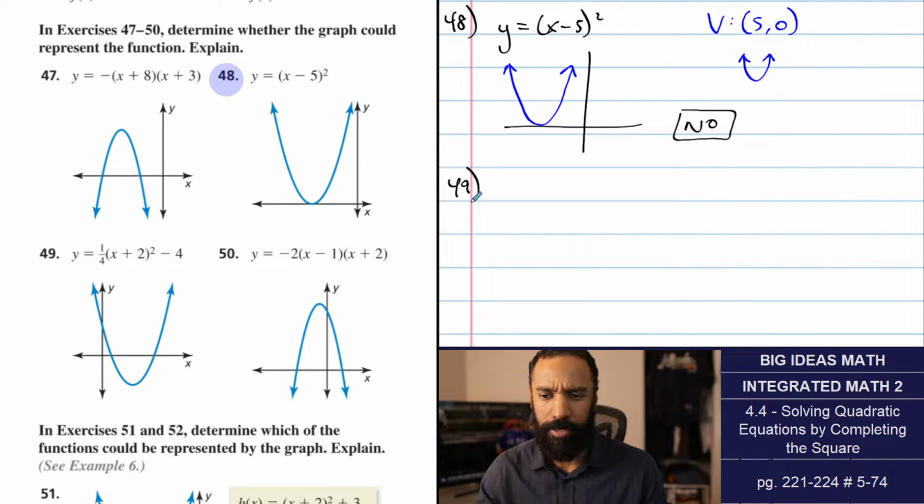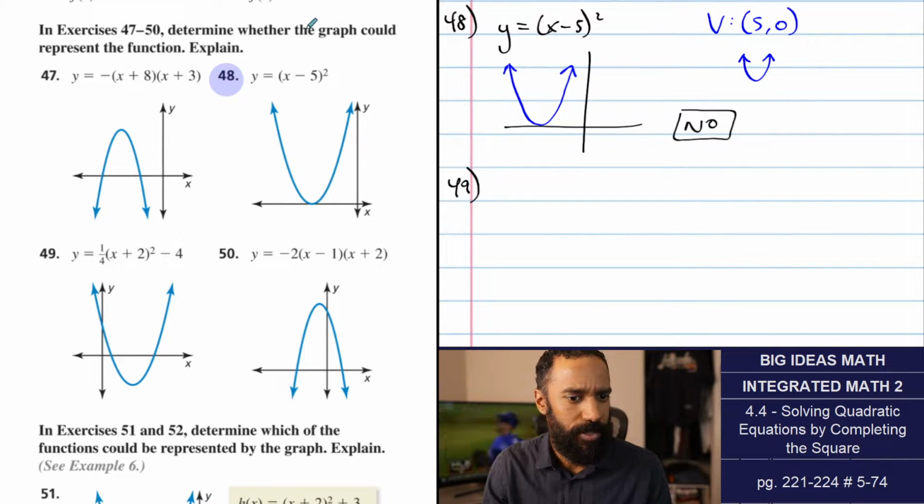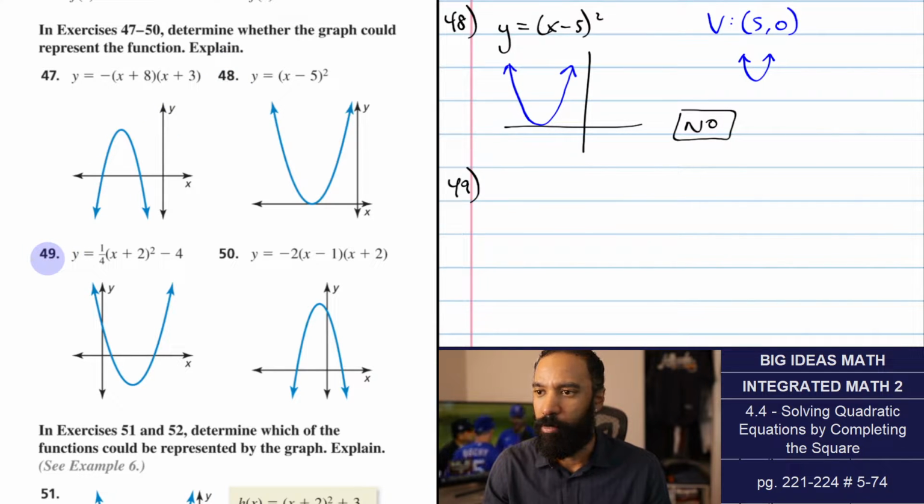Again, not really anything to do with completing the square. Maybe they give us one in standard... No, there's no completing the square here, really. Just keep moving forward. Number 49.